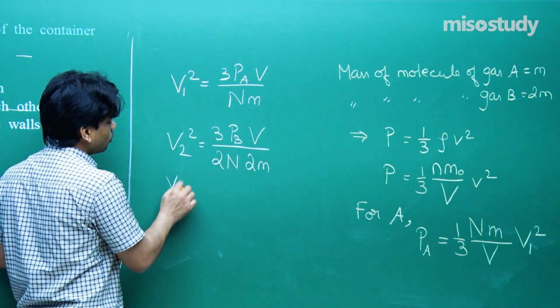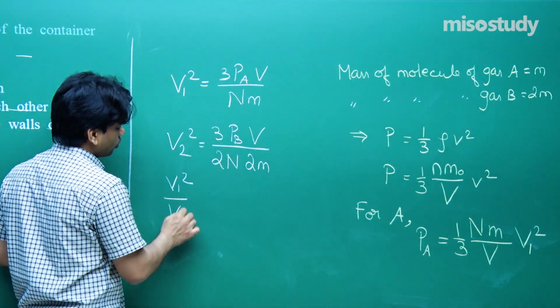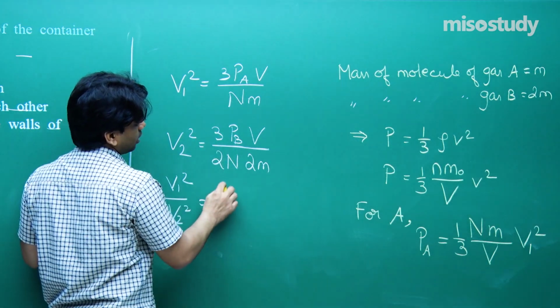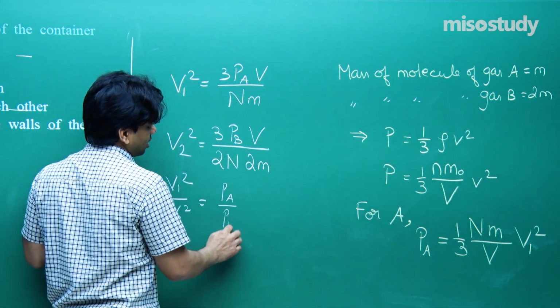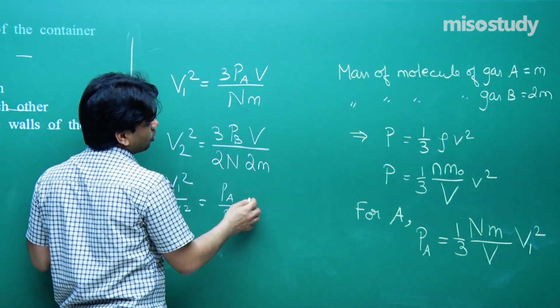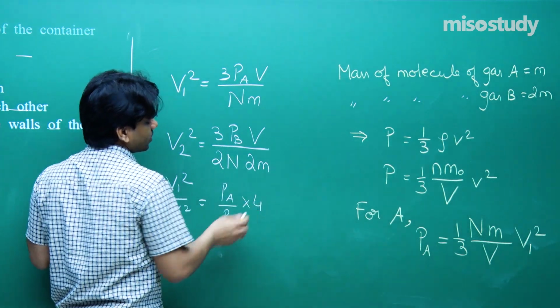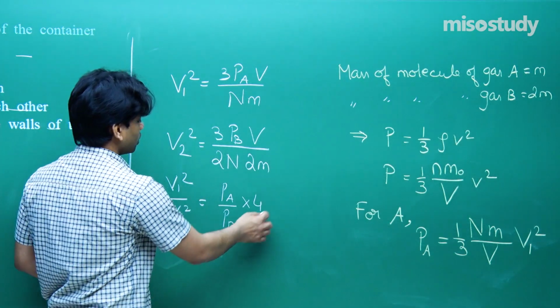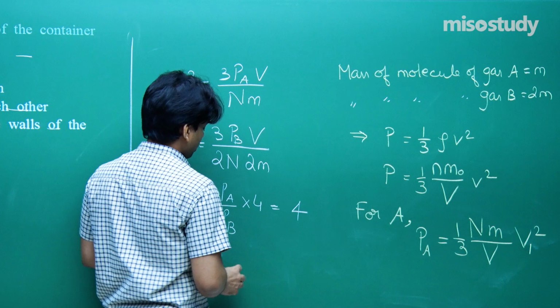So V1 whole square divided by V2 whole square will be equal to this. The 3 and 3 will be cancelled out. So PA by PB, that is same, it will get 1, and here this n, m, n will cancel out, 4 you will be getting here. This is what you will be getting.